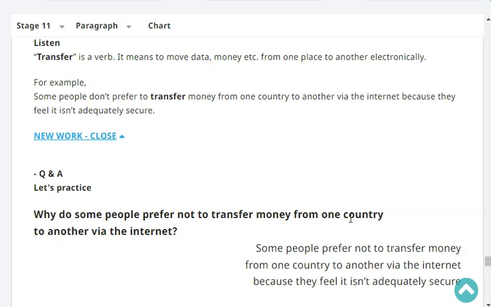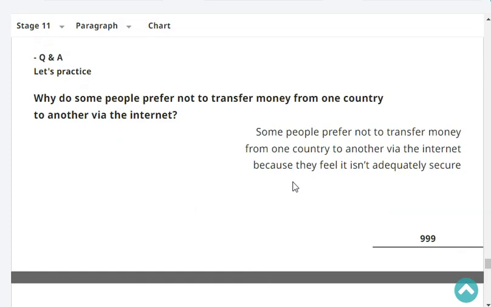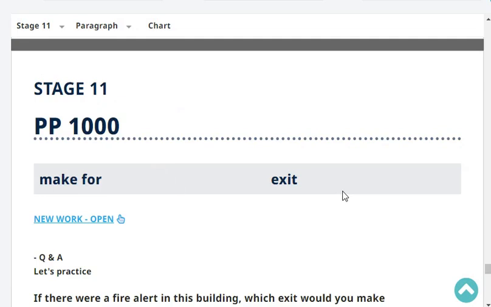Let's practice. Why do some people prefer not to transfer money from one country to another via the internet? Some people prefer not to transfer money from one country to another via the internet because they feel it isn't adequately secure. Very good.